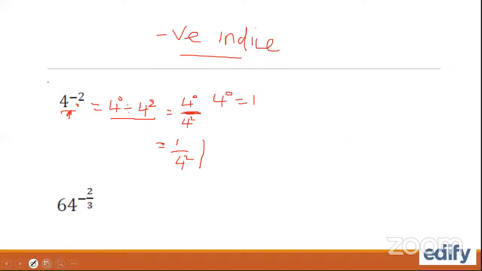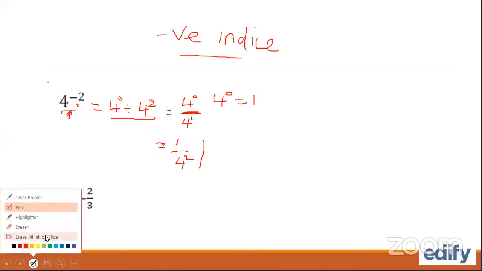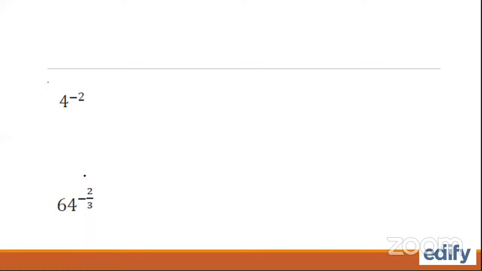Yes, Nyombi? Yes, teacher. Your hand has been up. You have a question? Yes, I had a question. The question was 4 to the power negative 2. But you had said that when you were calculating, it is 4 to the power 0 divided by 4 to the power 2. I didn't understand that.